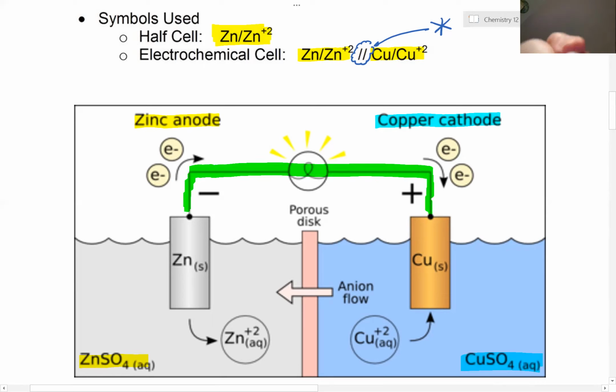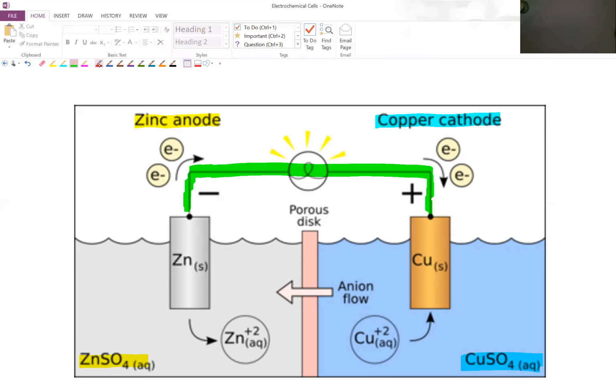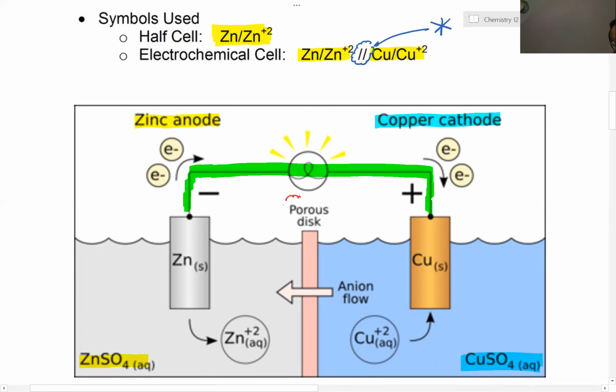The salt bridge is represented by this porous disc. This porous disc basically means that it allows ions through. So this porous disc is a replacement of the salt bridge to allow ions to go through. Okay? All right. And the light bulb you see here, hopefully you can see it, is basically anything that uses electricity.